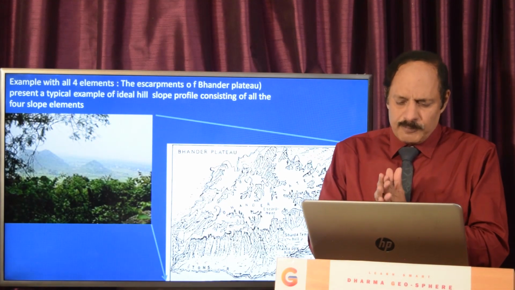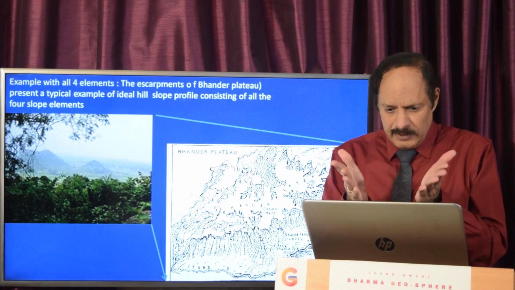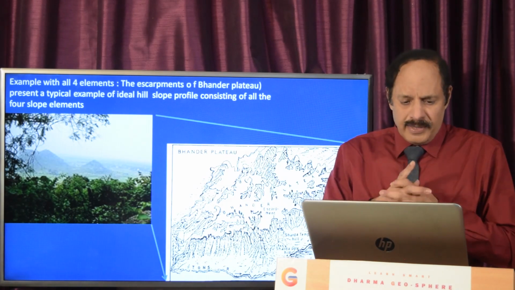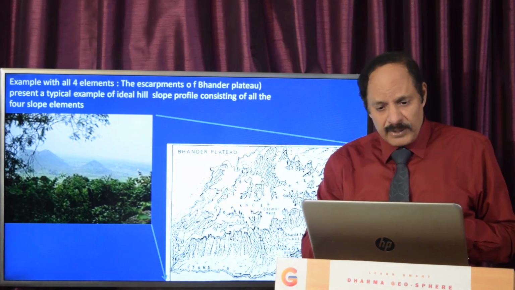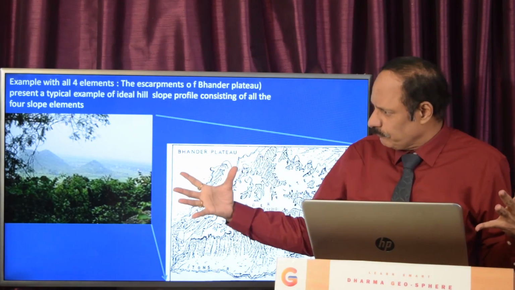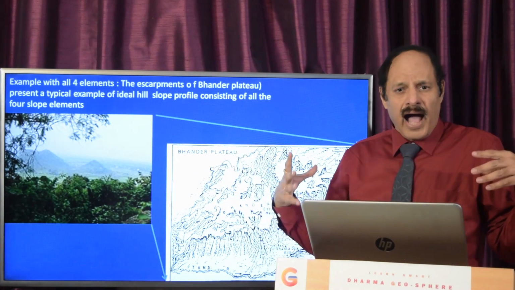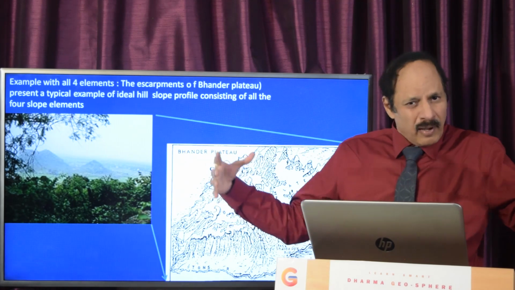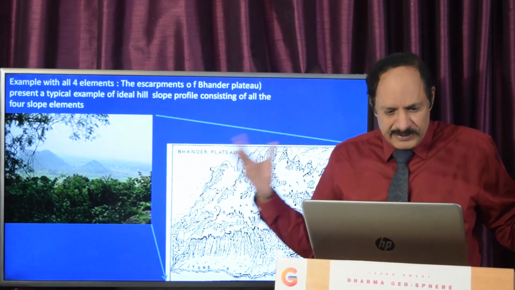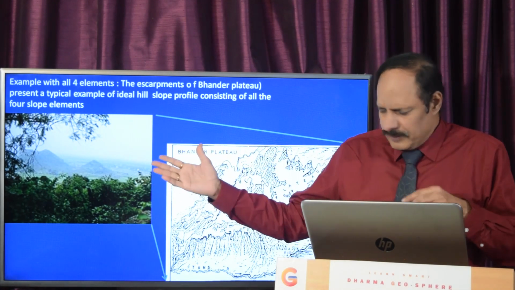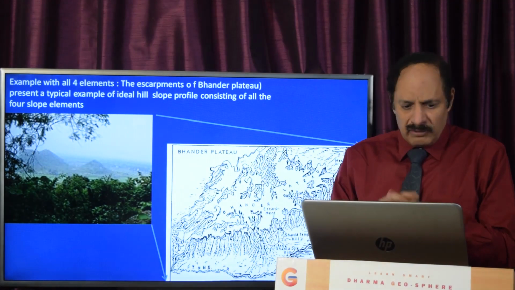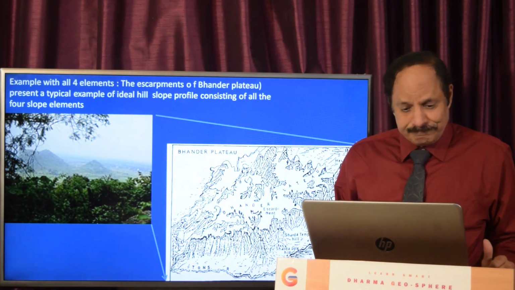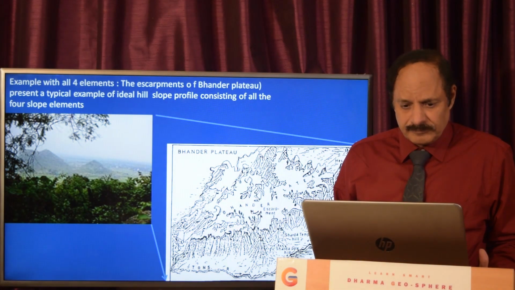Then as an example you can take the Bandar Plateau. This is the beautiful Bandar Plateau where you can see all the four elements more or less happening at the same time within the hill ranges, in the various hills. This is the diagram drawn from the picture.